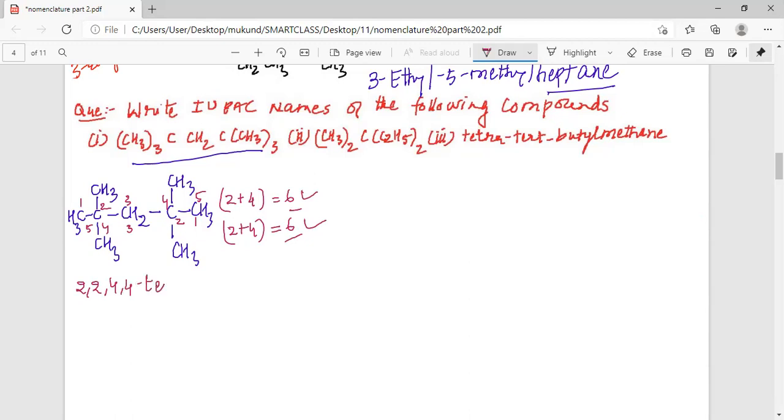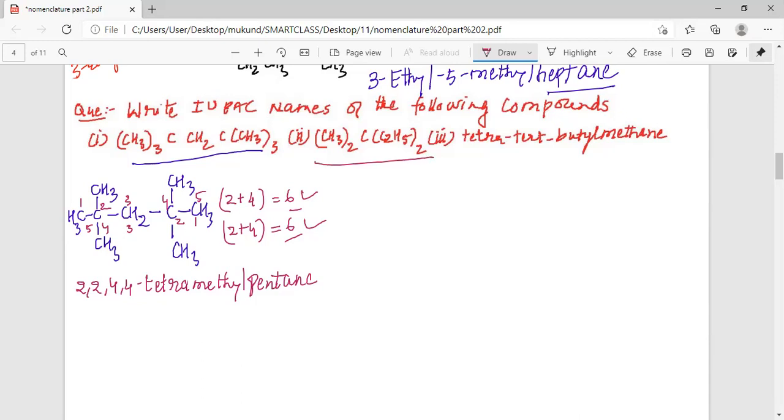Then we have tetramethyl pentane. And thus we can write the name of this compound as 2,2,4,4-tetramethyl pentane.